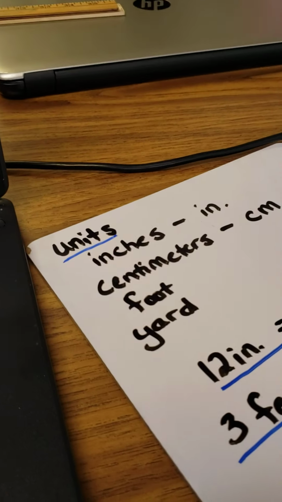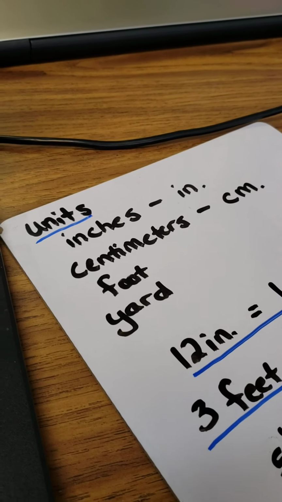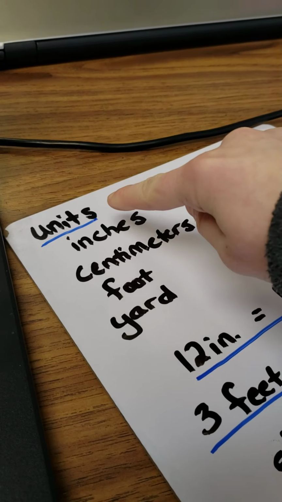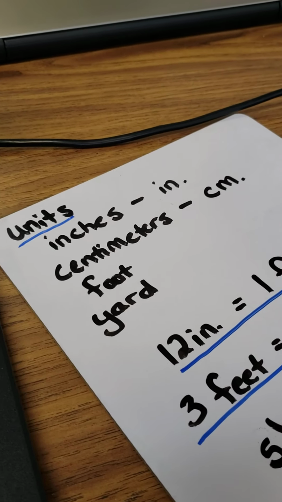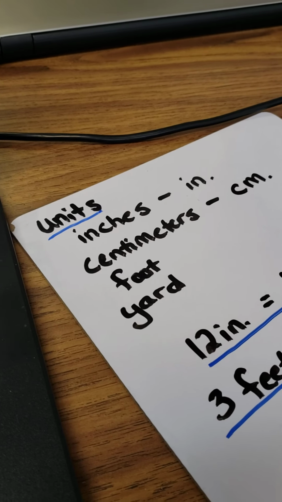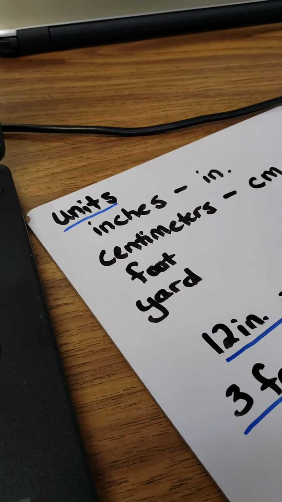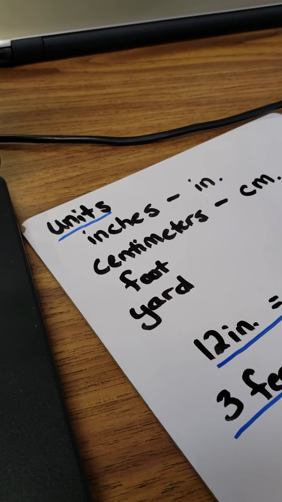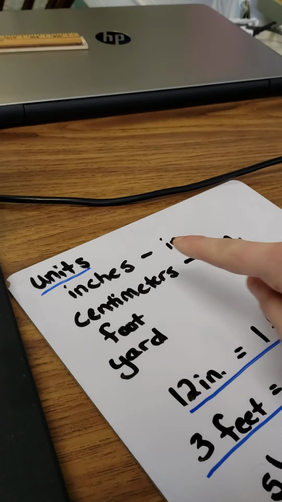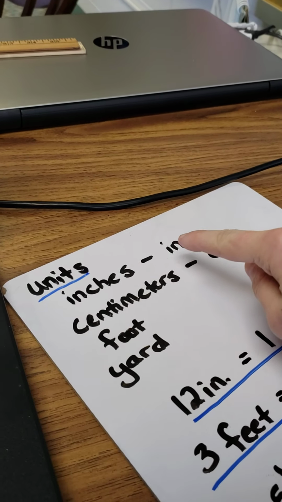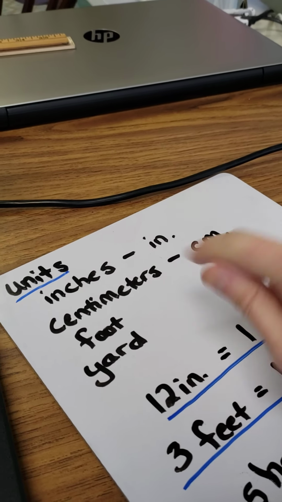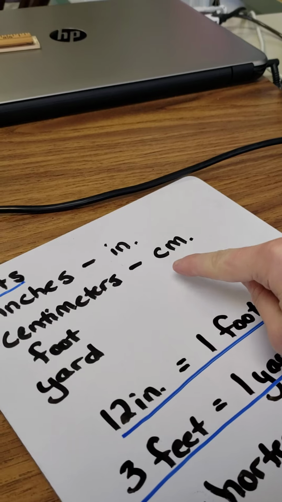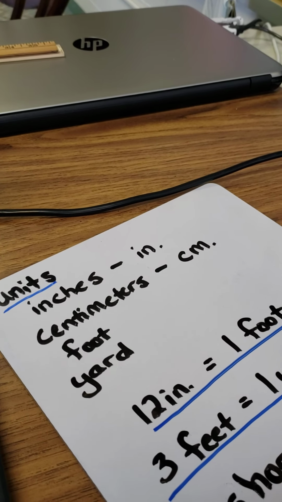All right. So if we look over here at my handy dandy whiteboard, we see that the units, remember, those are going to be kind of like the labels of what we are using to measure. Okay, we're going to see how long something is, and we're going to either use inches, which we can shorten IN period instead of writing out that whole word, centimeters, which is CM period, the shortened version.